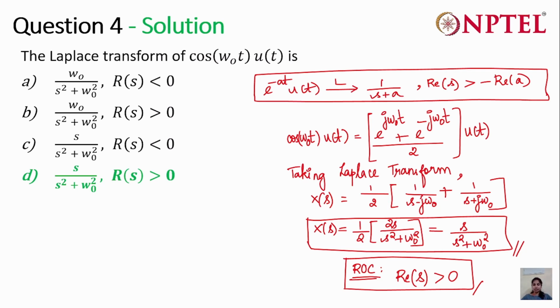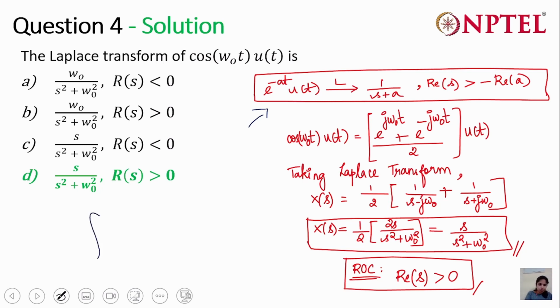But how do you solve it, in a very fast way? You can write cos of omega naught t as e power j omega naught t plus e power minus j omega naught t by 2. Now, if you take Laplace transform of these two terms, e power j omega naught t into u of t, we will be getting 1 by s minus a. So, if you see this, e power minus at into u of t.